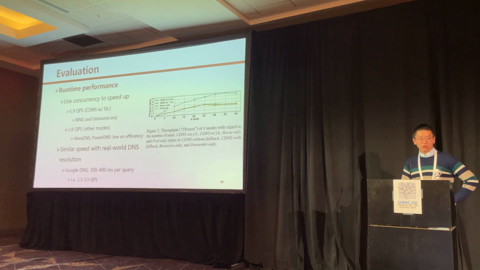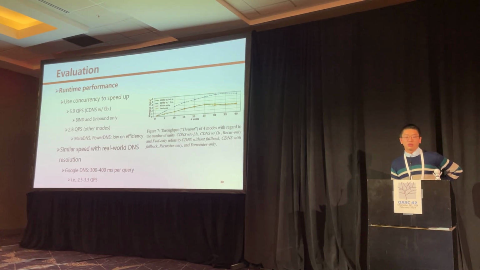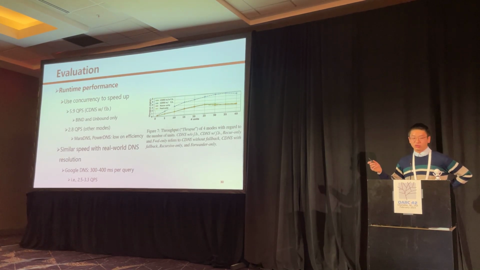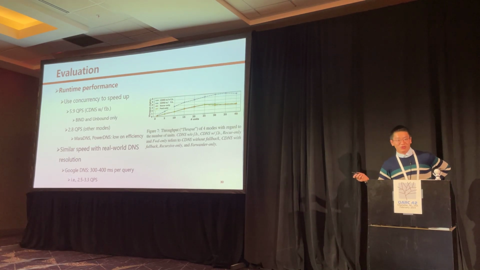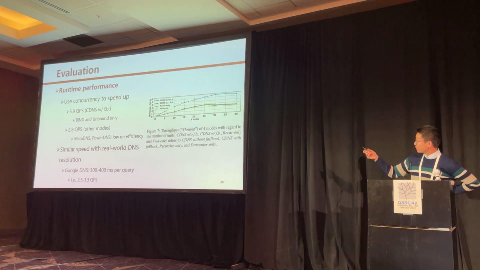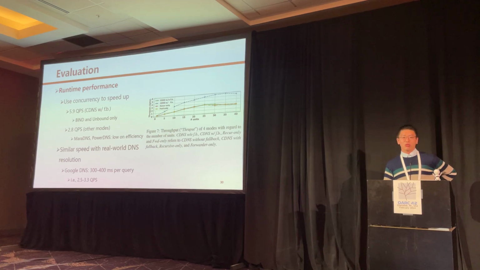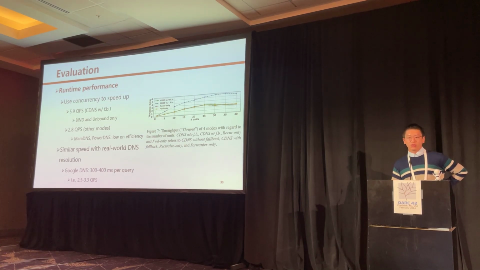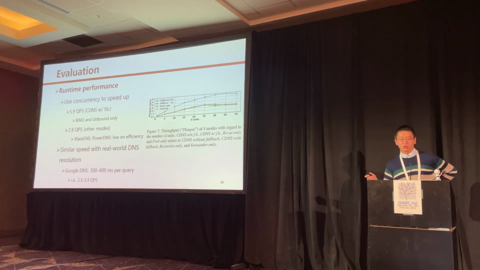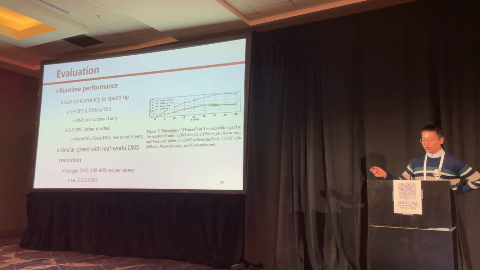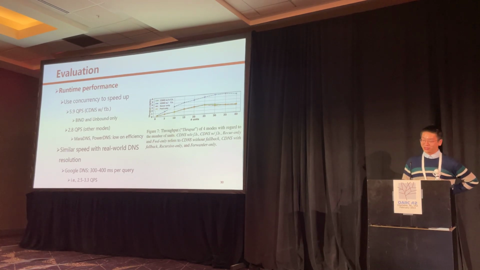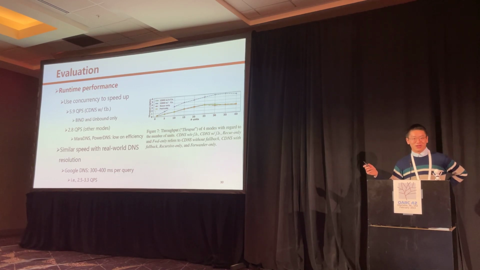And for runtime performance, we achieved 1.9 QPS on CDNs with fallback mode, because we only test the more efficient BIND and Unbound, since only these two software support fallback. And for the rest of the three circumstances, we only achieve 2.8 queries per second, because of MaraDNS and Technitium DNS, sorry about that. And similar speed with real-world DNS resolution.